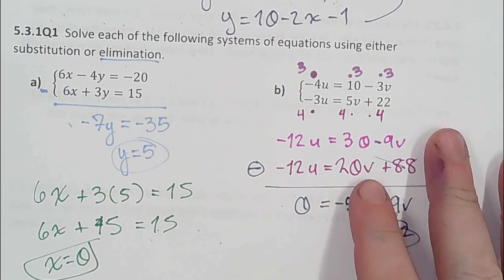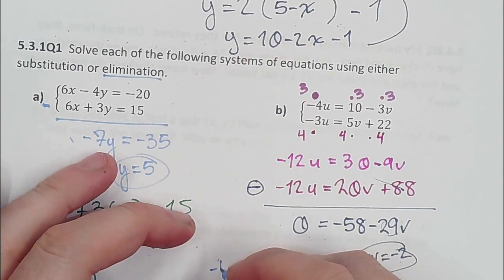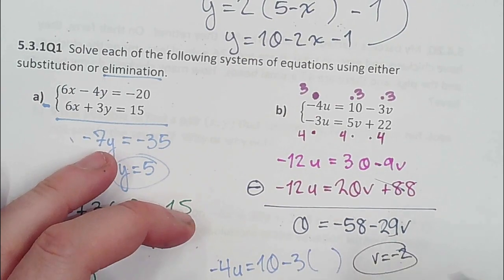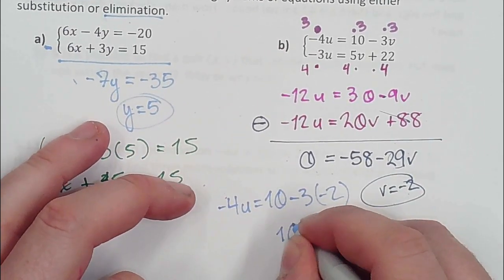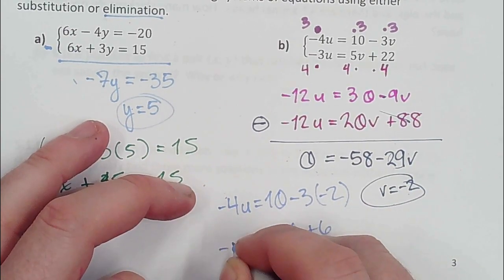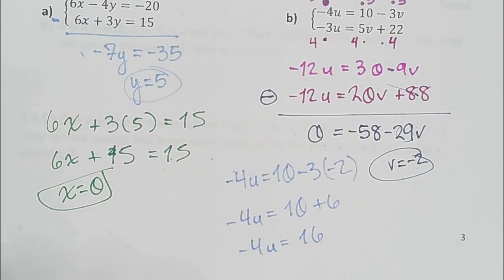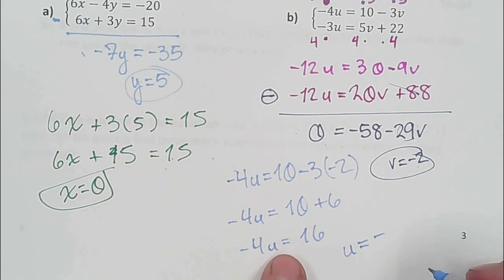Question is, what will u be? Well, I can use either equation, because again, they're both going to have the same solution. I'll use the top. We know negative 4u equals 10 minus 3 times v, and we know what v is now. So this simplifies to 10 plus 6, and of course 10 plus 6 is just 16. The question becomes, what times negative 4 is 16? Well, it's clearly got to be a negative number, because a negative times a negative will get us a positive.